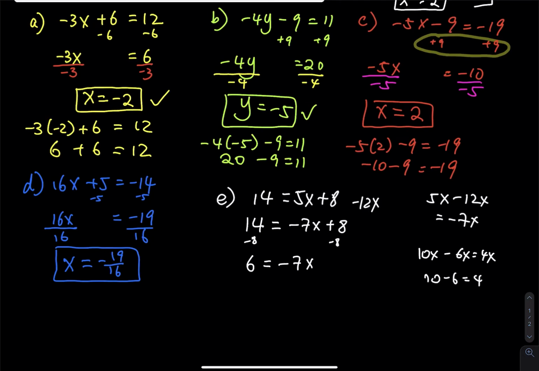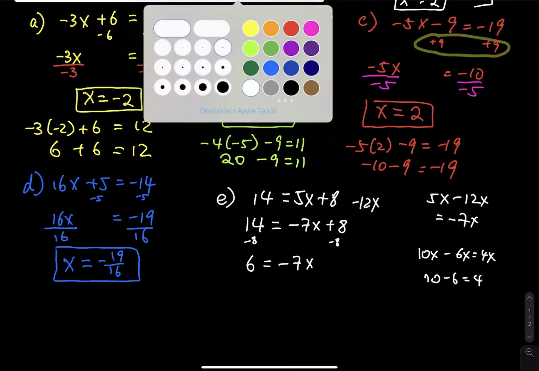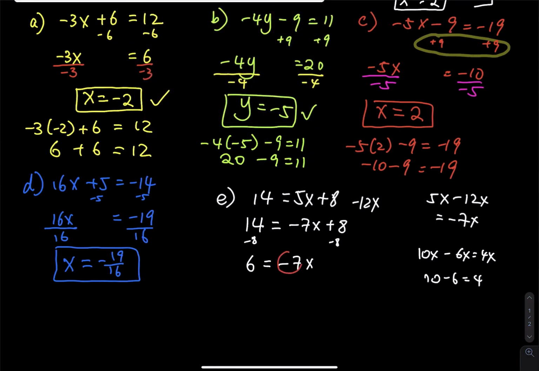And then I divide by what? You divide by the number in front of the letter, which is negative 7. Divide both sides by negative 7. You have x equals negative 6 over 7. And that is your final answer. Okay, moving on to F.